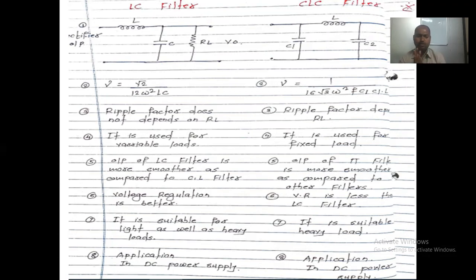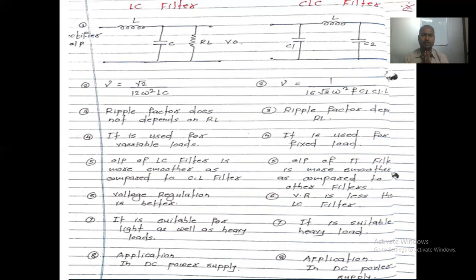Okay, it is suitable for only heavy load. Why? Because when the load has a high value, in that case it doesn't have performance changes. Whatever the purpose with respect to the CLC type of filter, that is good when the load is heavy. That's why the CLC type of filter is used in case of heavy load such as a DC motor.